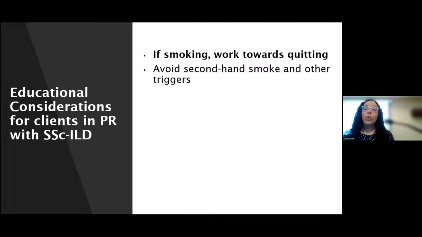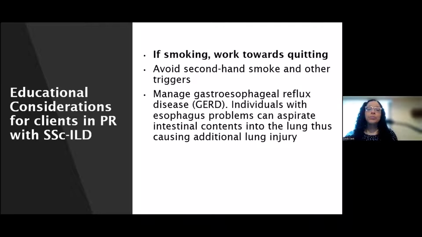Avoiding secondhand smoke and other respiratory triggers, managing gastroesophageal reflux disease. And this goes for that whole bubble of people with interstitial lung disease as well. But anyone who has fibrosis in the lungs, we often see that co-occur with what's called GERD or reflux, and that can hasten or exacerbate that fibrosis in the lungs. So it's very important to manage esophagus problems to avoid aspiration into the lungs.